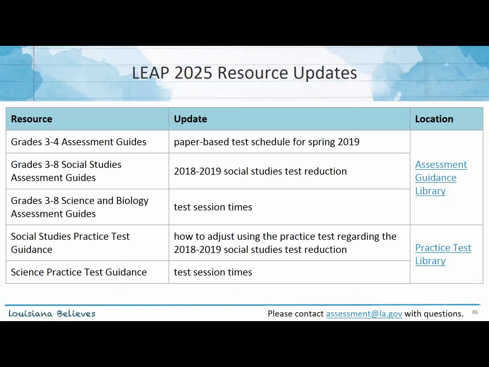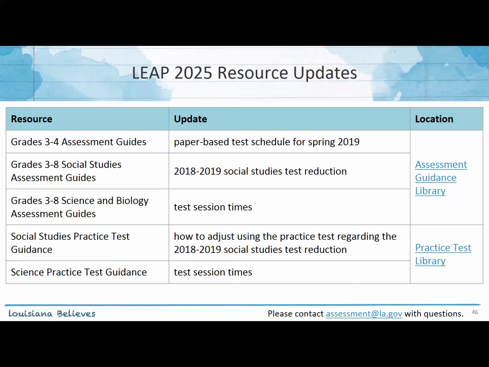The social studies assessment guides for grades 3 through 8 have been updated to include information about the social studies test reduction this year. We also have an update to the social studies practice test guidance. And again, that reflects the shift in testing time and sessions. The science assessment guides for grades 3 to 8 and biology and the practice test guidance have been updated to include the test session times.